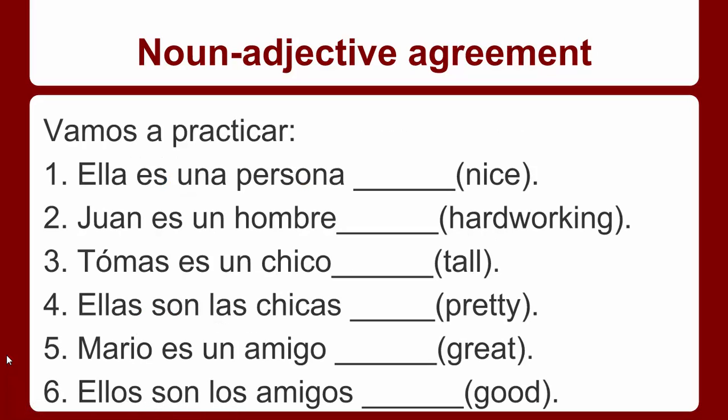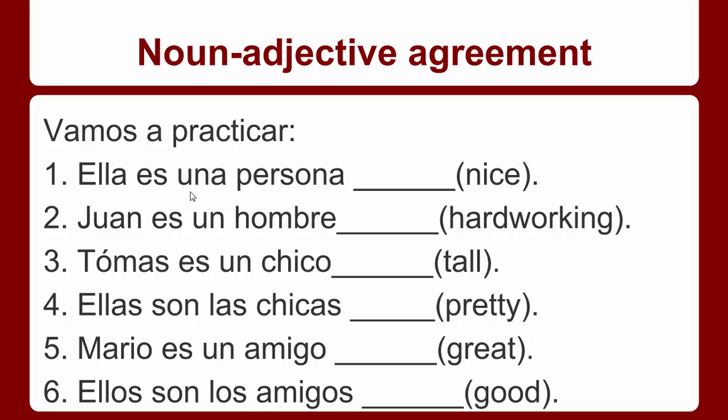After you get done with that, let's practice. So what I want you to do right now is add the correct corresponding adjective to match the feminine or masculine singular or plural noun. So let's focus on number 1. Number 1 says, ella es una persona, and I ask you to write the adjective nice. We know that persona is a feminine singular noun, so I need to write the feminine singular adjective for nice.